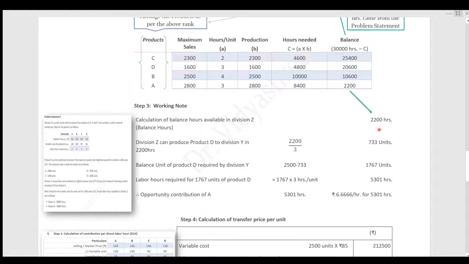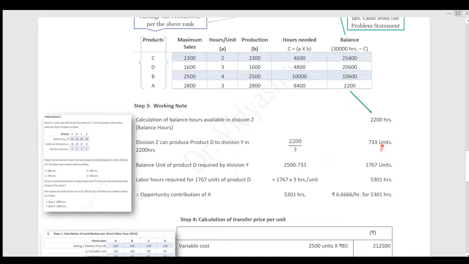Now, let's see with this 2,200 hours how many units division Z can produce. How to calculate: 2,200 divided by the rate, that is direct labor hours required per unit. In the question it is given. As per product D, which is what we are manufacturing, take it as 3. So 2,200 divided by 3, you get 733.